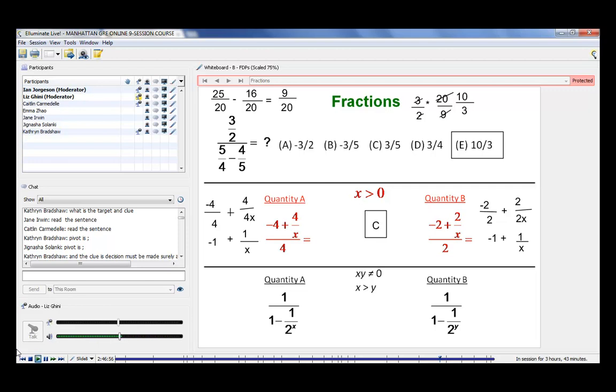It seems like the answer at first. You say, oh, x is greater than y. Oh, that means that 1 over 2 to the x, 2 to the x is big, so this is a small number, close to 0. And X is big, Y is small. But there's something that you got caught on.